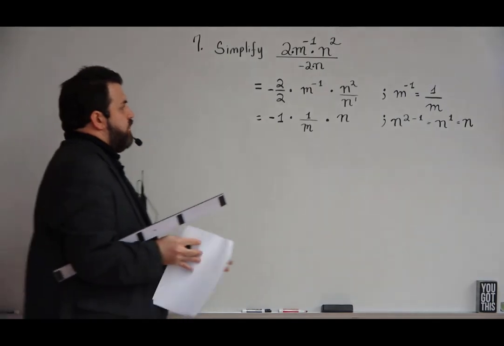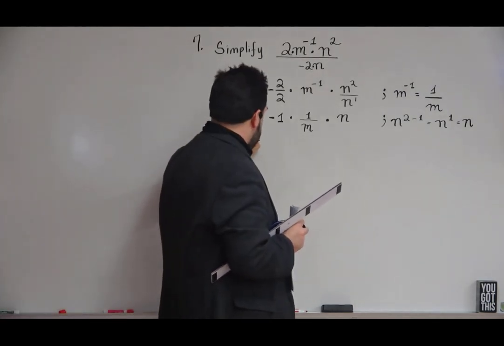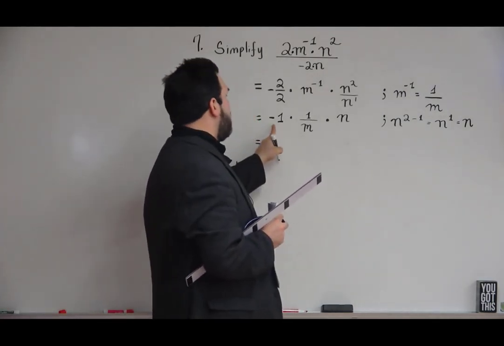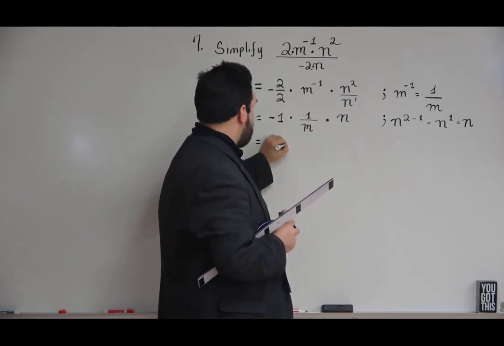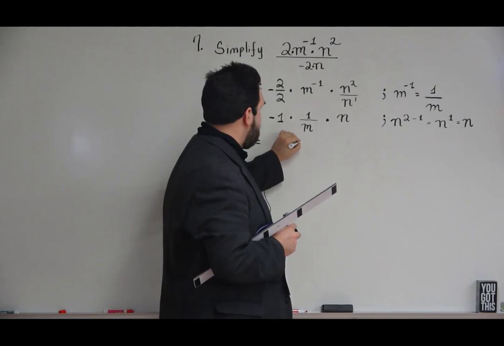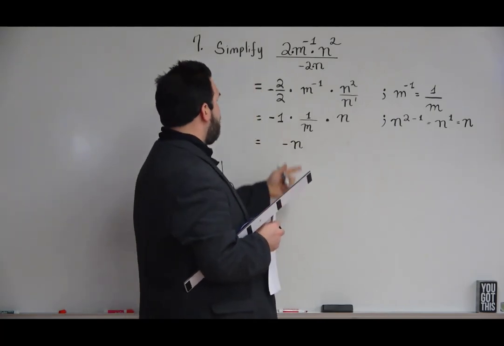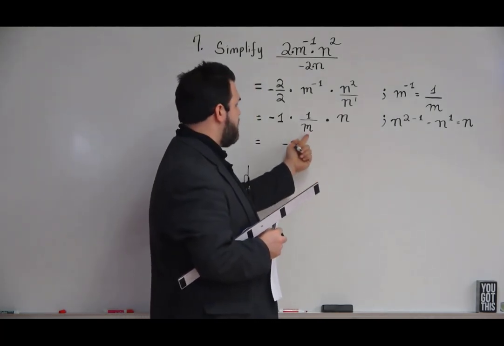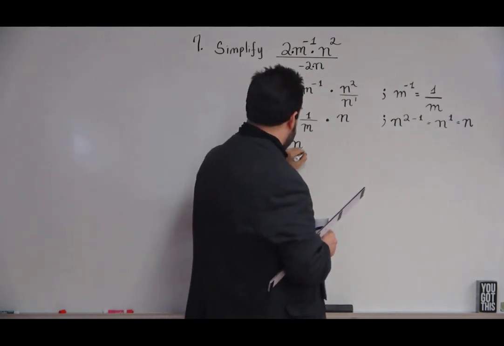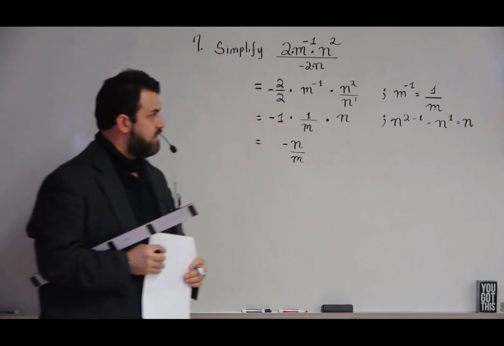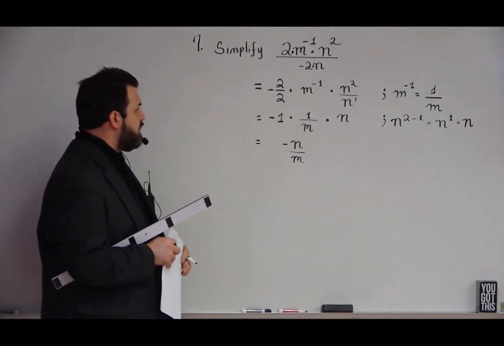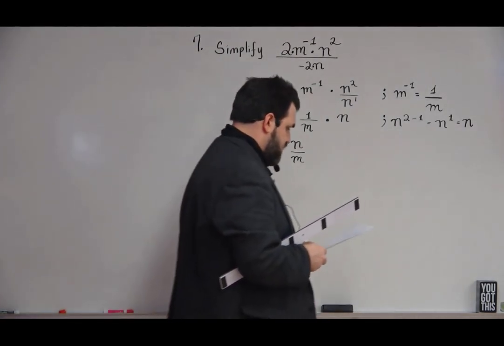And now it's time to bring it all together. I have negative 1 times n. That's just negative n. And then the only thing that has a denominator is this, so I just write over m. Negative n over m, ladies and gentlemen.